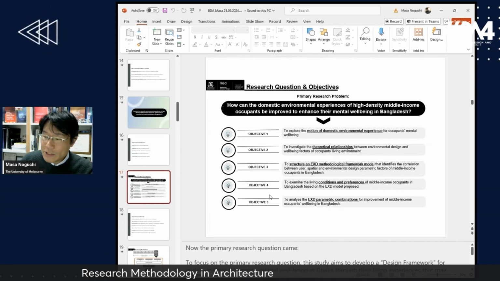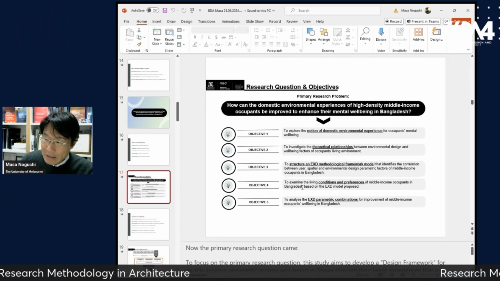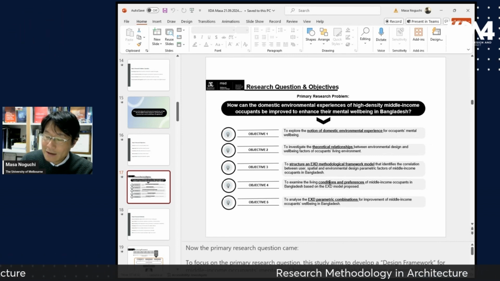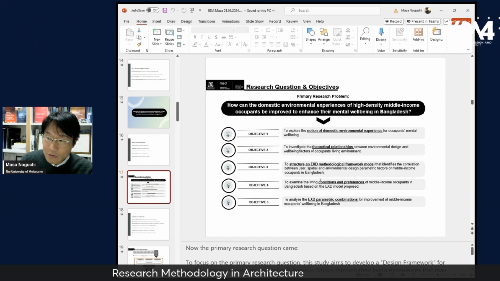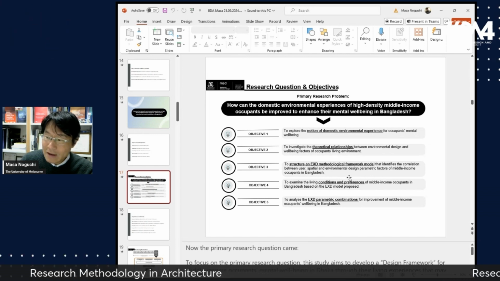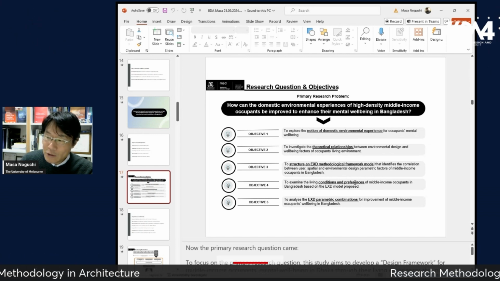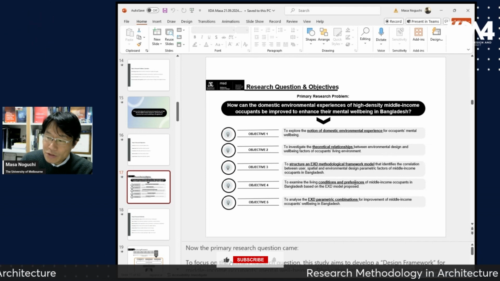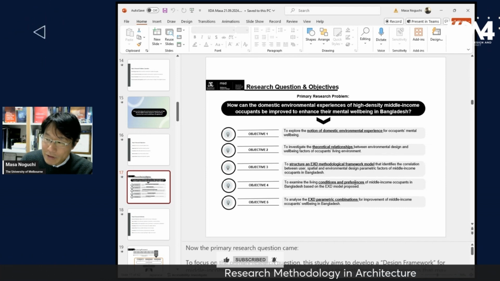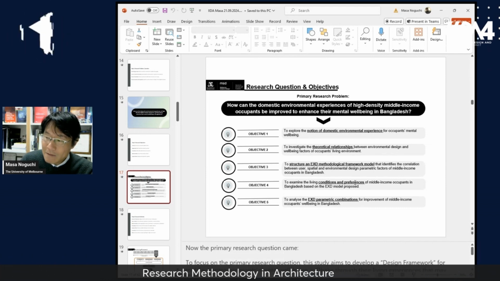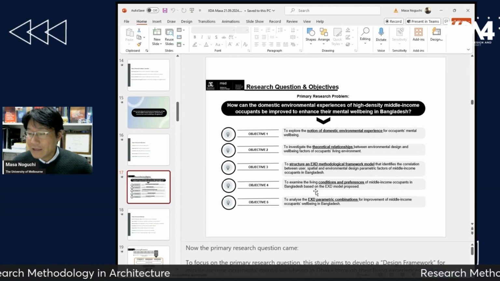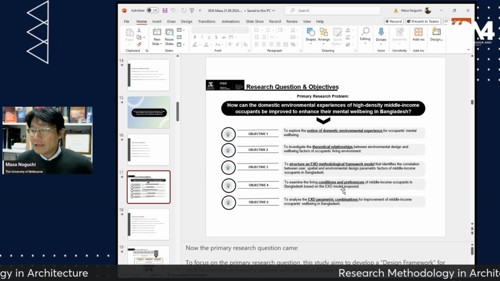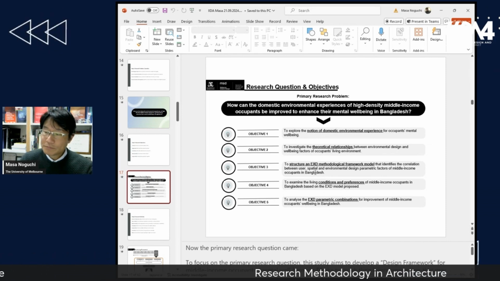And objective four is examining their living conditions and predictions. So users' current conditions, physical and also mental satisfaction, and their future needs, demands, and preferences of middle income occupants in Bangladesh, based on the EXD model proposed.